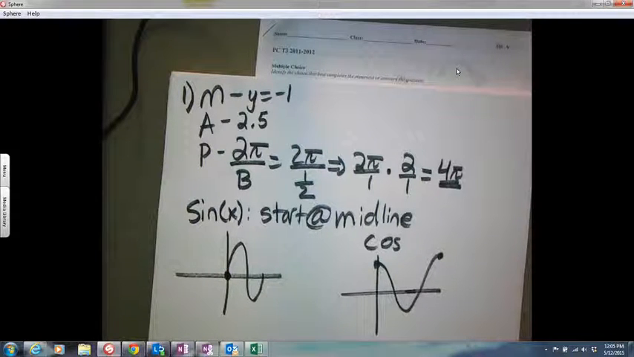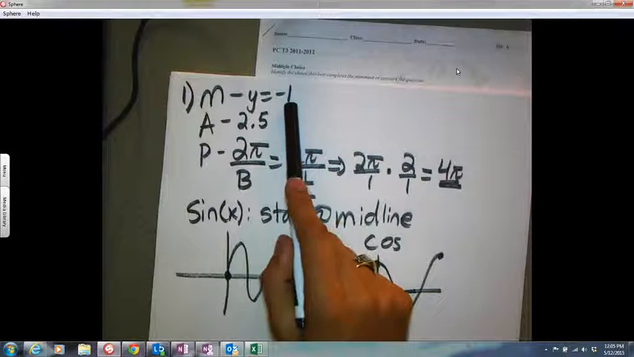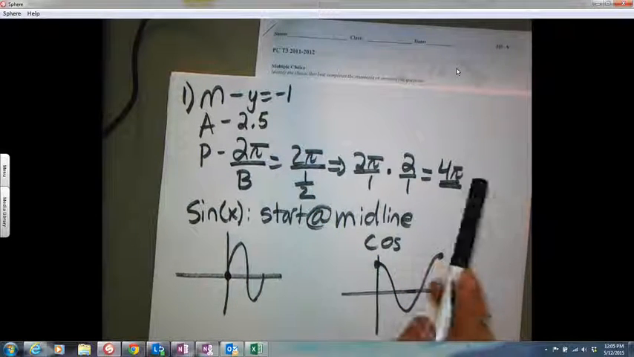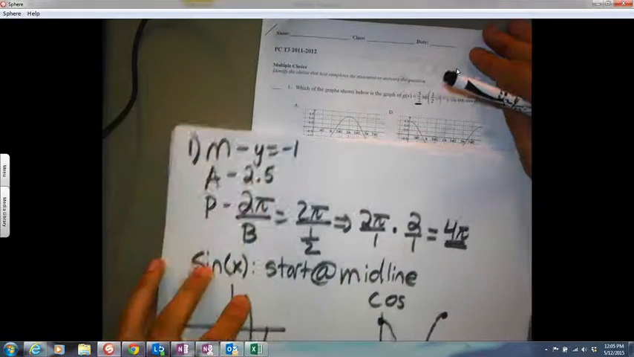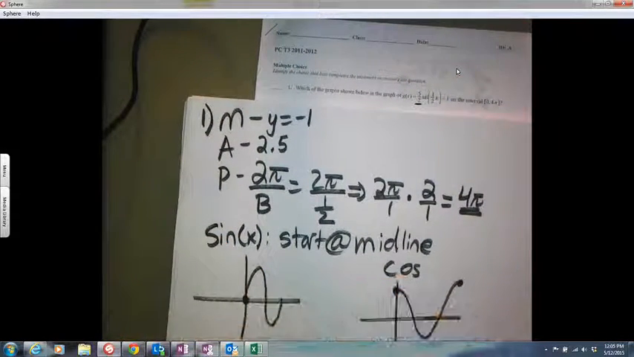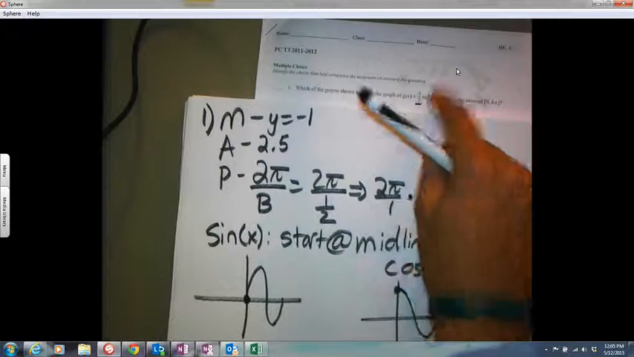So we're looking for a graph that starts at the midline. In other words, starts at -1 and has a period of 4 pi. If you look at your graphs, only one of them has that answer, and that is C. Let me take any questions on question number 1. Abel. For B, you plugged in the 1/2 because it's right inside the differential? Absolutely right. 1/2 is right here, that's the B value. Very good.